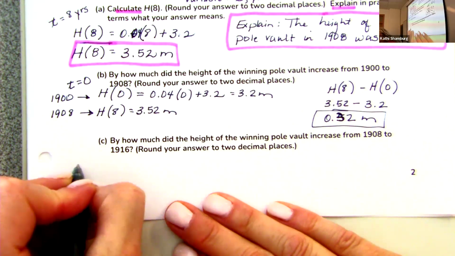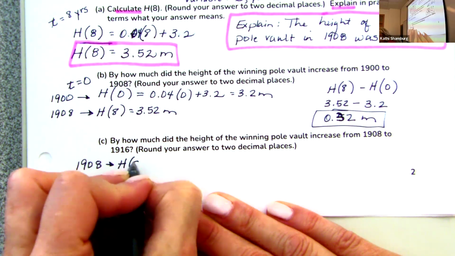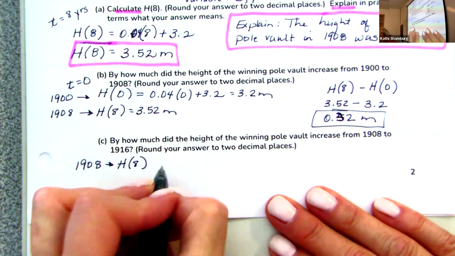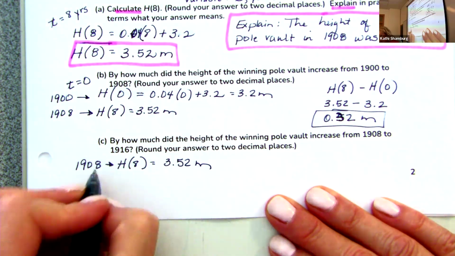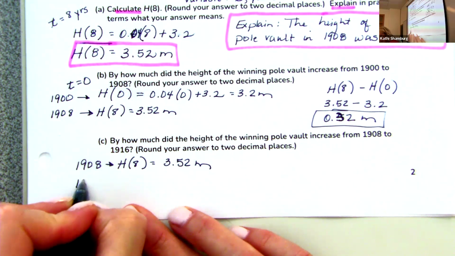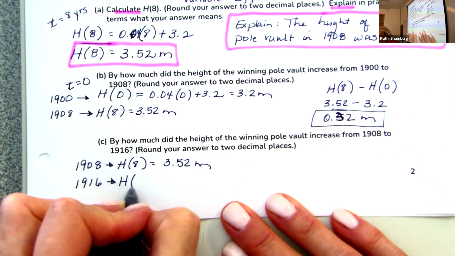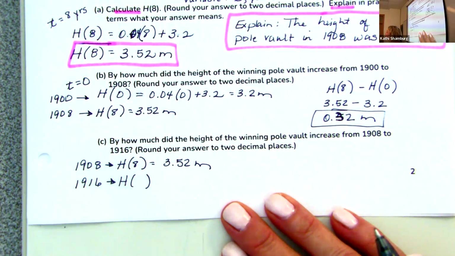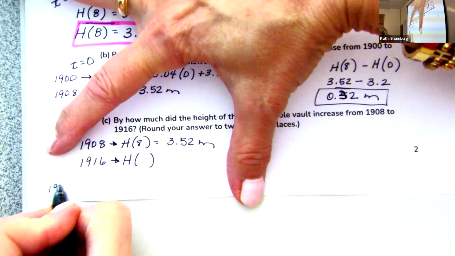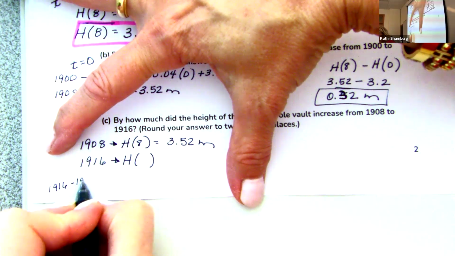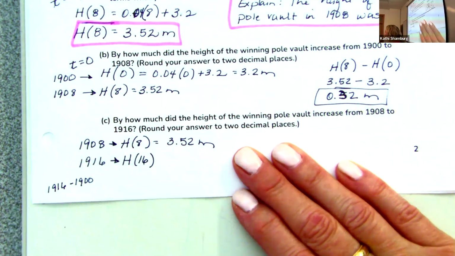All right, part C. By how much did the height of the winning pole vault increase from 1908 to 1916? Okay, again, we already have 1908. That was the height at 8 years since 1900. We know that to be 3.52 meters. So we're going to need to calculate 1916. So what is my variable in the year 1916? 16. How did we find that? We did 1916 since 1900. So 16 years have passed. So that's how we know this is 16.